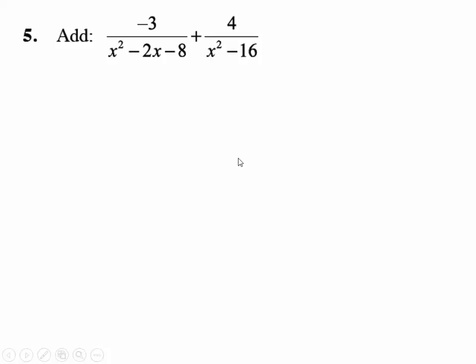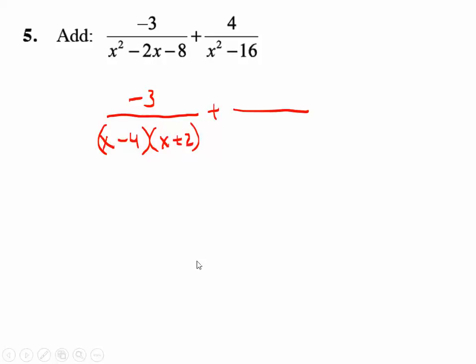Now we got variables. This is the tough part here. What we have to do is factor it down first, because I need to know what common factors they have. So -3 stays, but I need 2 numbers multiplied to -8, add to -2. Awesome, -4 and 2. Going over here, 4 on top, and difference of 2 squares, so x plus 4, x minus 4.